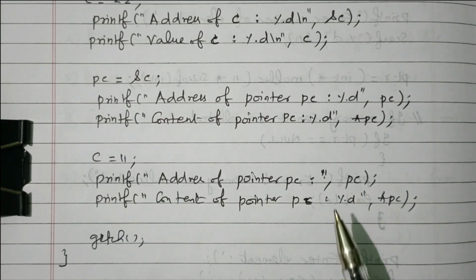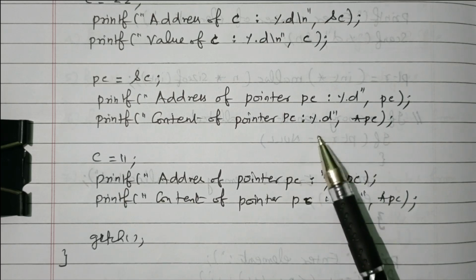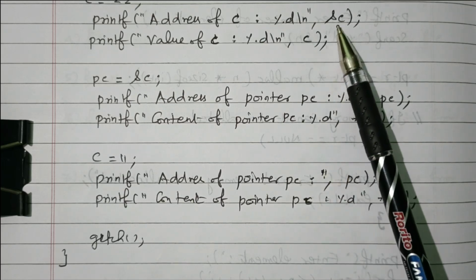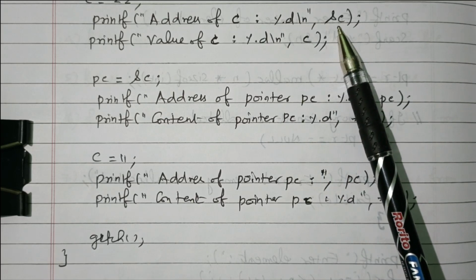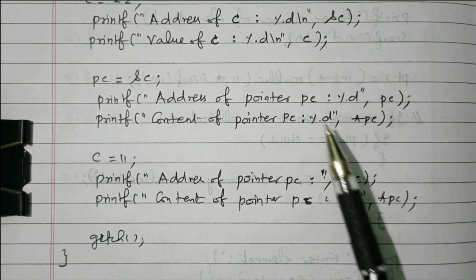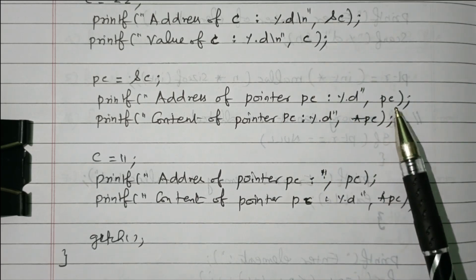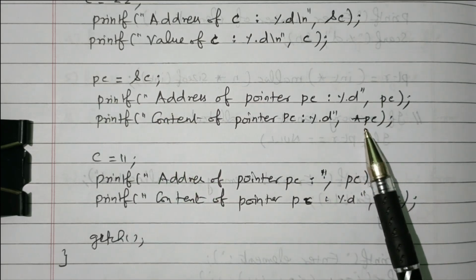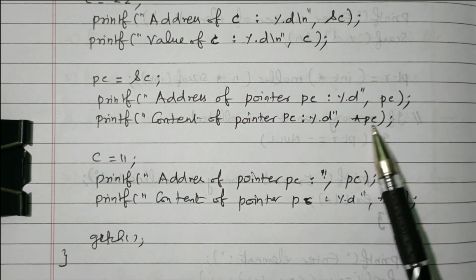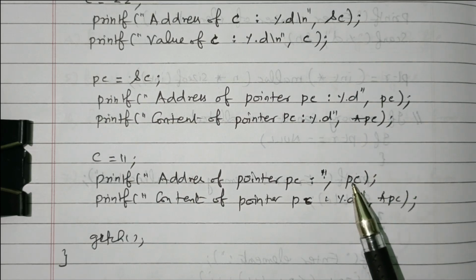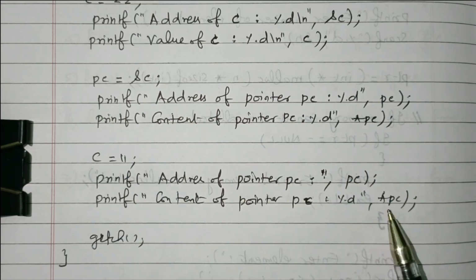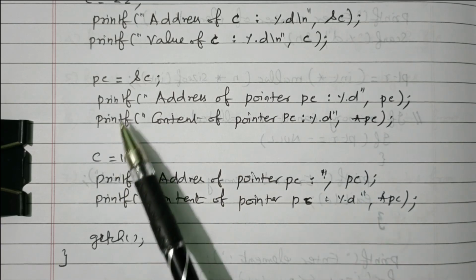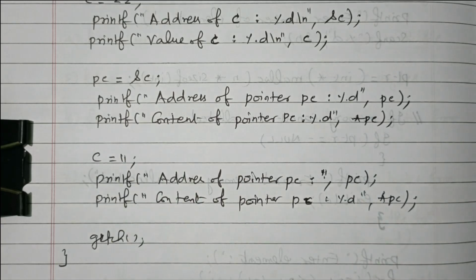So there are three different processes, three different methods. Address of C will give the address, C will give the value, PC will give the address because we store the address here. Star PC will give the value. PC will give the address. Star PC means this value, because now 22 is overwritten by 11. After getch, we can close the program.